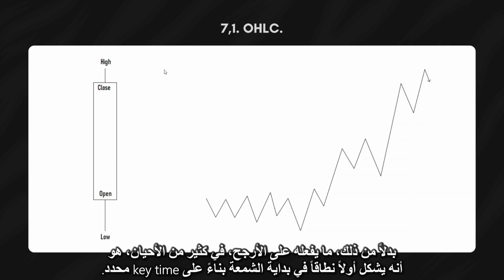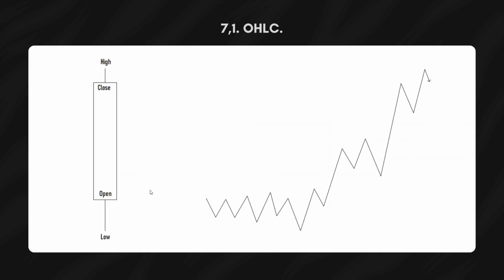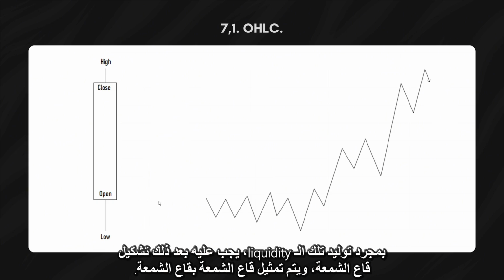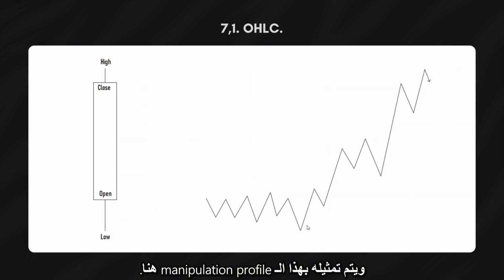Instead, what it most likely does, more often than not, is that it first forms a range at the start of the candle based on a specific key time. And it forms that range to generate liquidity. Once that liquidity is generated, it then has to form the low of the candle. And the low of the candle is represented by this manipulation profile here.